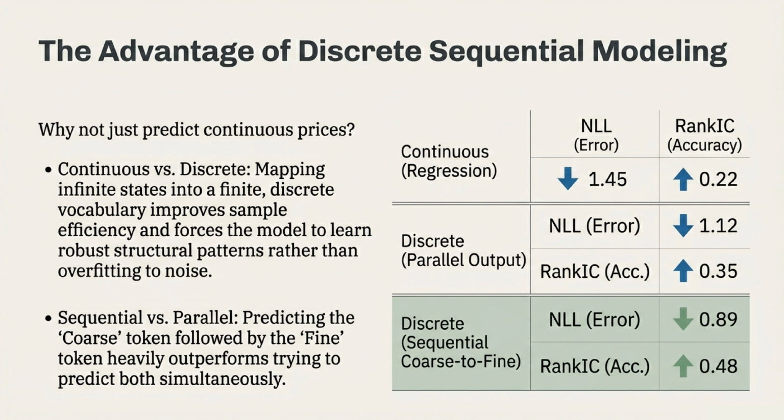You might be asking, why not just predict continuous prices directly? The answer lies in the advantage of discrete sequential modeling. Mapping infinite states into a finite, discrete vocabulary forces the model to learn robust structural patterns instead of overfitting to market noise, improving sample efficiency. Furthermore, our sequential approach of predicting the coarse token before the fine token heavily outperforms trying to predict both at the same time.